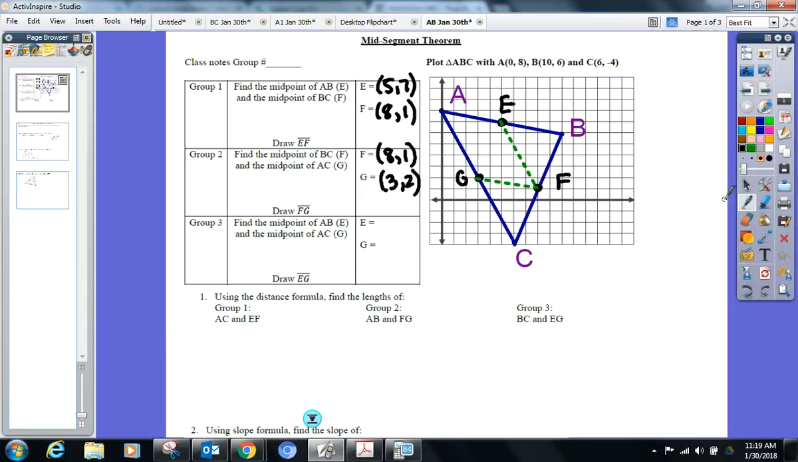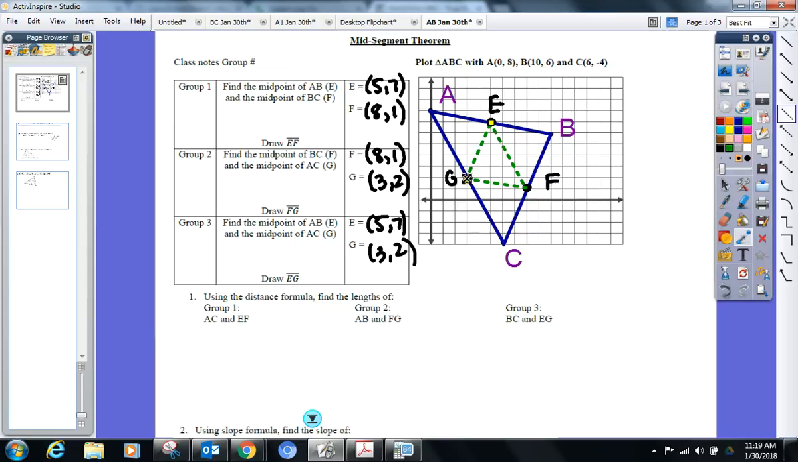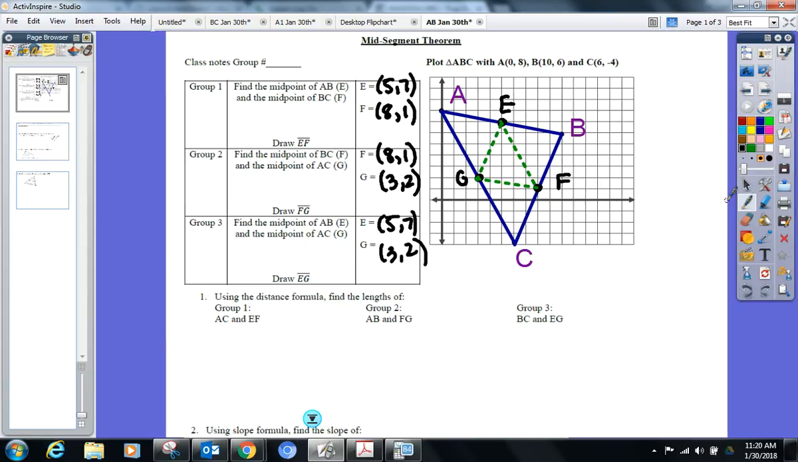Group 3, I don't need any info from you yet. Hopefully you have point E as 5, 7 and point G as 3, 2. And everyone connect mid segment EG. So does everyone see what a mid segment is? It connects the midpoints of 2 sides of a triangle. All right, we got to learn 2 facts about them today.